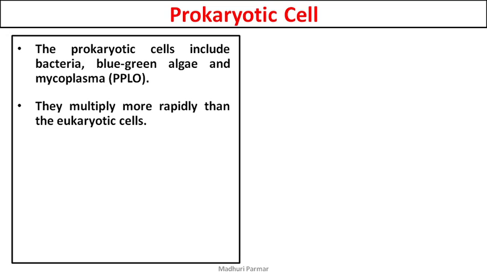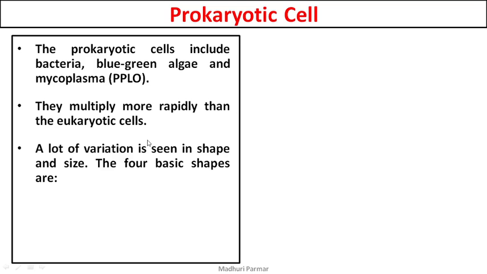One of the reasons for this is the simplicity. Prokaryotes are very simple cells, while eukaryotes are a little more complicated. A lot of variation is seen in shape and size of prokaryotes. A lot of variation is seen specifically in bacterial cells. Let us discuss these four basic shapes.